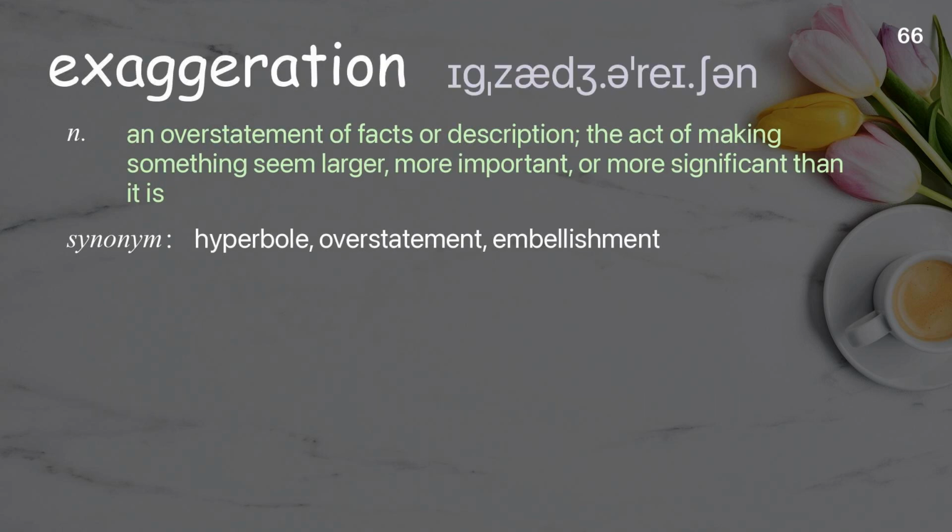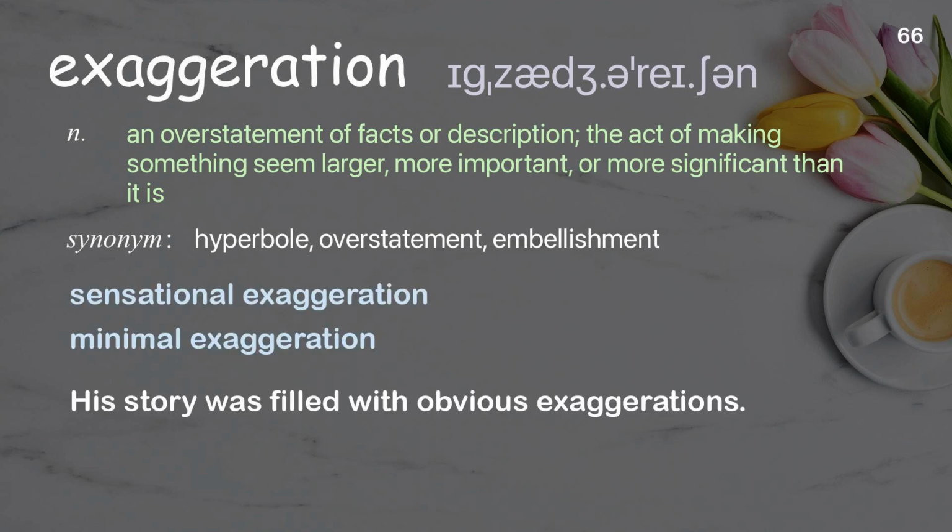Exaggeration. An overstatement of facts or description, the act of making something seem larger, more important, or more significant than it is. Examples. Sensational exaggeration. Minimal exaggeration. His story was filled with obvious exaggerations.